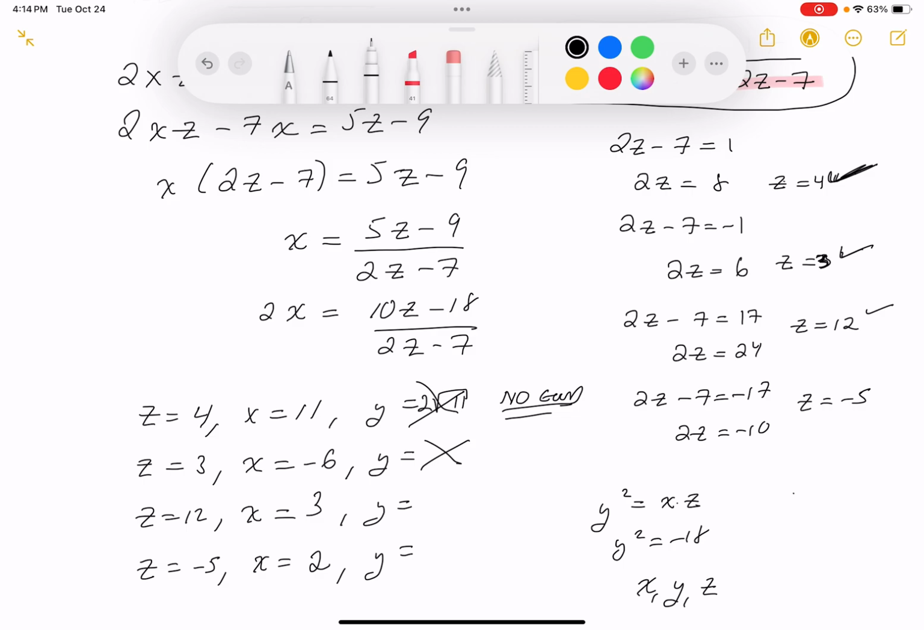Let's do x times z. Well, that's 36, and that would equal y squared. Well, y could be plus or minus 6 now. We'll talk about that later, by the way. Certainly a possibility. Let's do the next one. The next one's minus 10. And what's minus 10? It's really just y squared. And that's not a complex number.